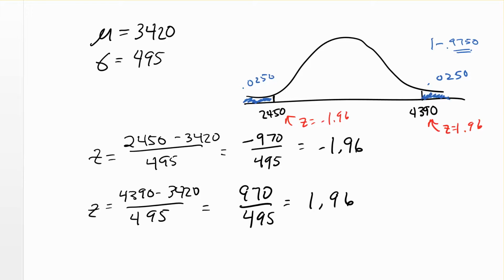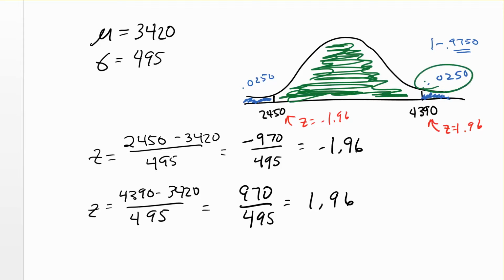So the question says, how many babies do not require special treatment? So we're actually looking for, we'll have to do another color, the area in green that's between these two. That's the percentage that we're after. So it's easier for us to look at what's not in there. If I take 0.025 and add it to 0.025, I get 0.05, leaving me 0.95 in the green area. In other words, 95% of the babies do not require special treatment.